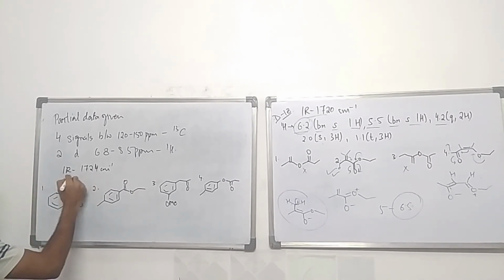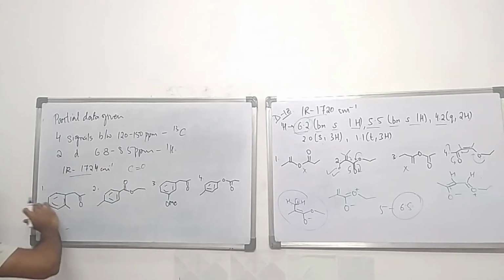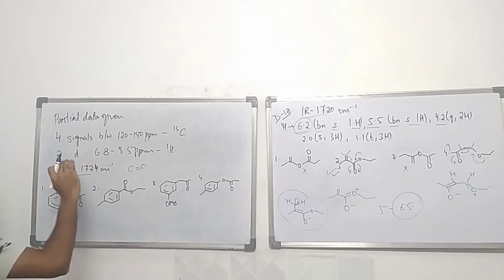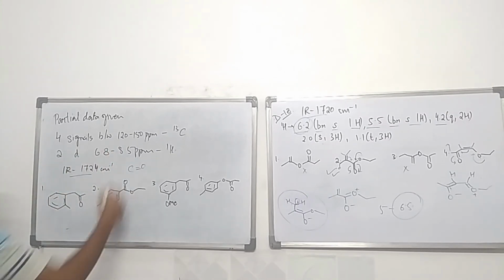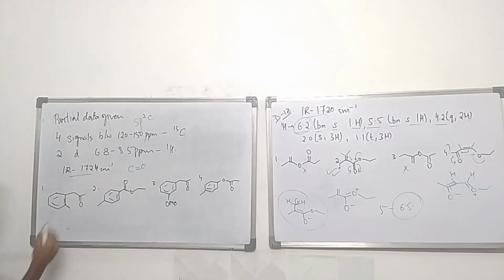So IR signal is given at 1724, which corresponds to C double bond O, which is present in all of them. There are 4 signals between 120 to 150 ppm. That means all of these correspond to sp2 carbon. So that means the aromatic rings.